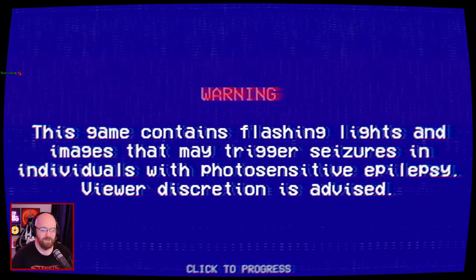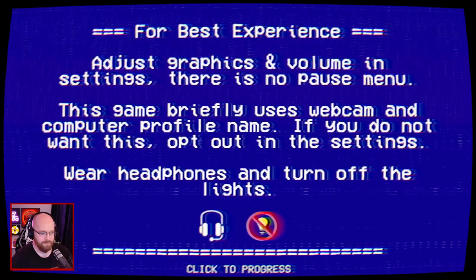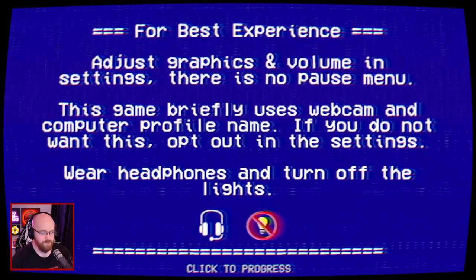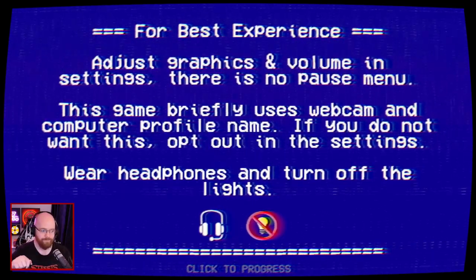All right, click to progress. I don't know what this is going to be like. I'm assuming, can you hear the hum? I'm assuming you can hear the hum.